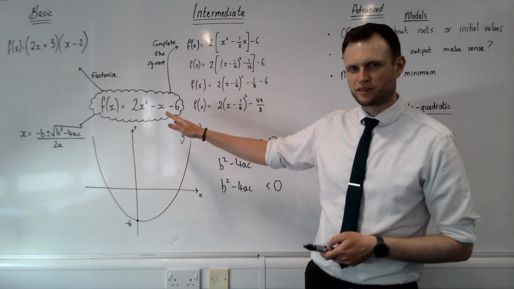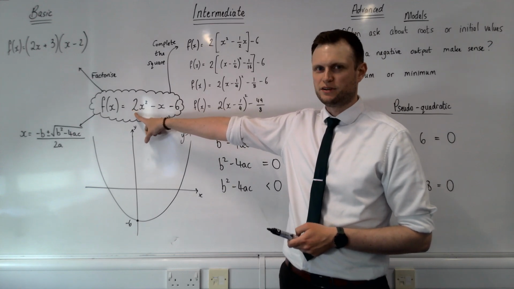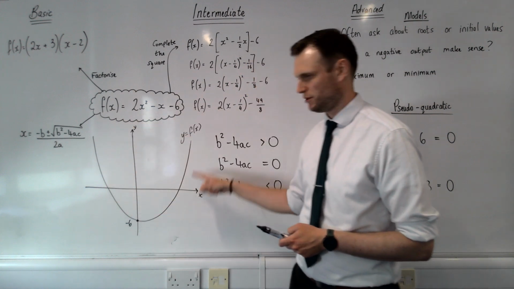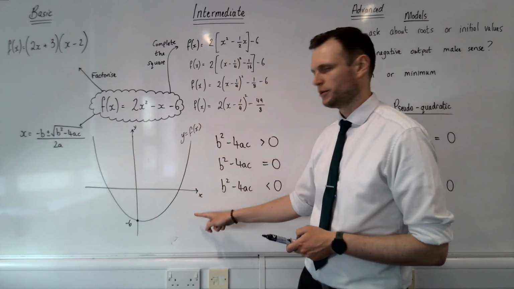So that's really the only thing that you can use. The fact that it's a positive leading coefficient tells you that it's U-shaped. If it was a negative leading coefficient, then it would be this upside down shape.